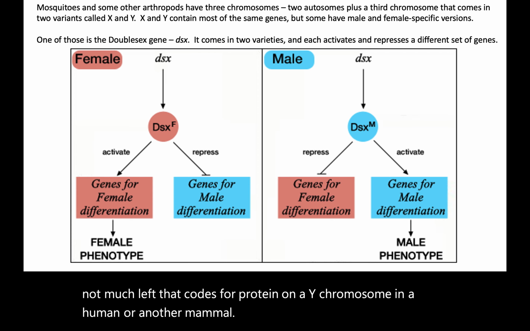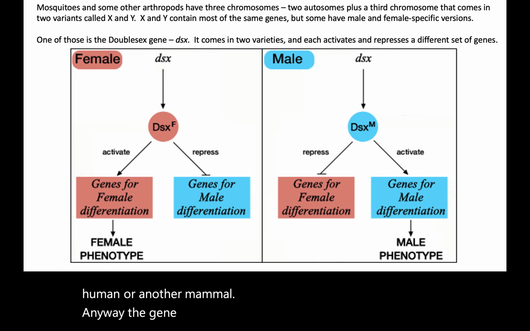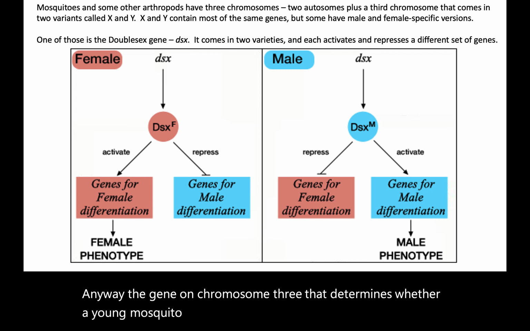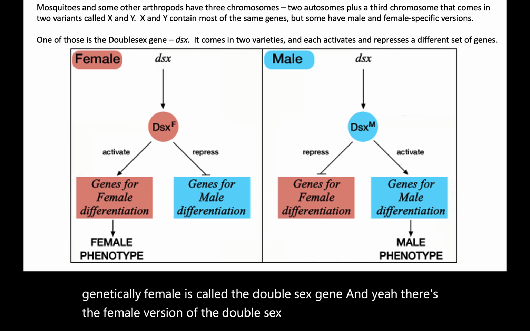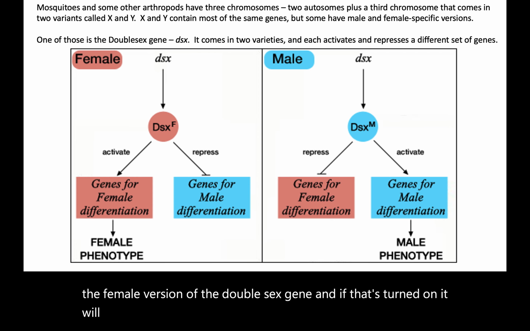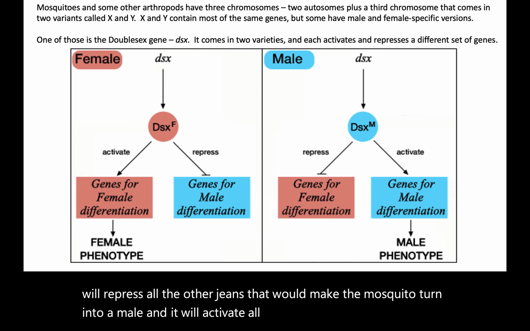Anyway, the gene on chromosome 3 that determines whether a young mosquito is going to grow up to be genetically male or genetically female is called the doublesex gene. There's the female version of the doublesex gene, and if that's turned on, it will repress all the other genes that would make the mosquito turn into a male. And it will activate all the genes that turn the mosquito into a female.